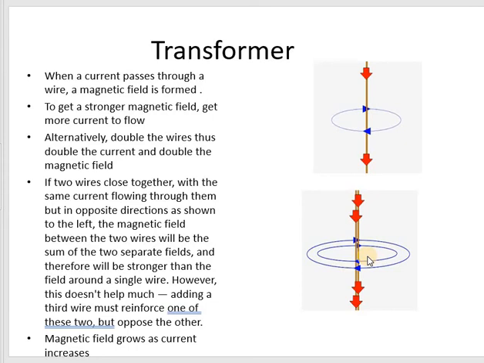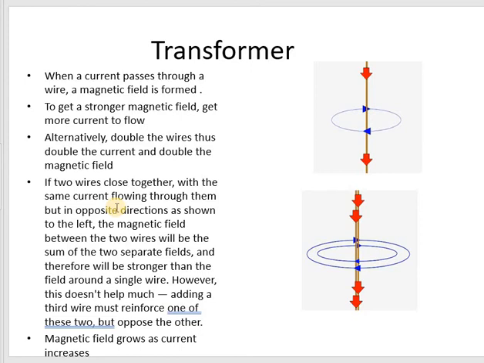Transformers are capable of either increasing or decreasing voltage and current levels of their supply without modifying the frequency. This depends on the number of coils, or the number of turns, that are available in that circuit.